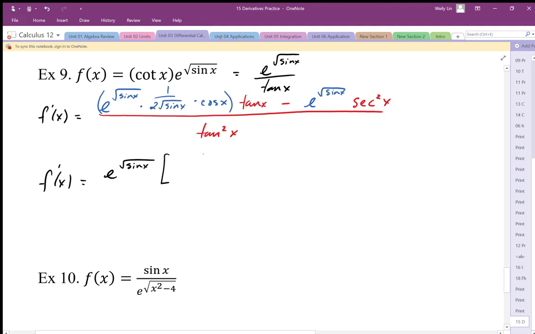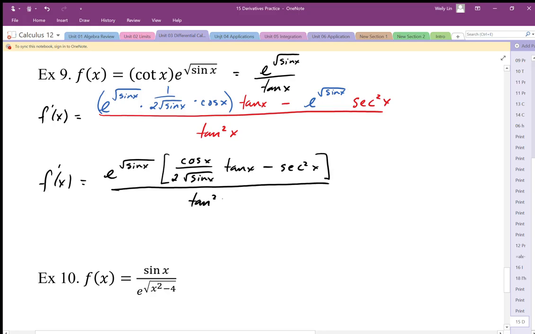I end up with e to the root sine x, and this is going to be cos x over 2 root sine x, tan x, minus secant squared x. I don't see any obvious identities, and that's all over tan squared x.